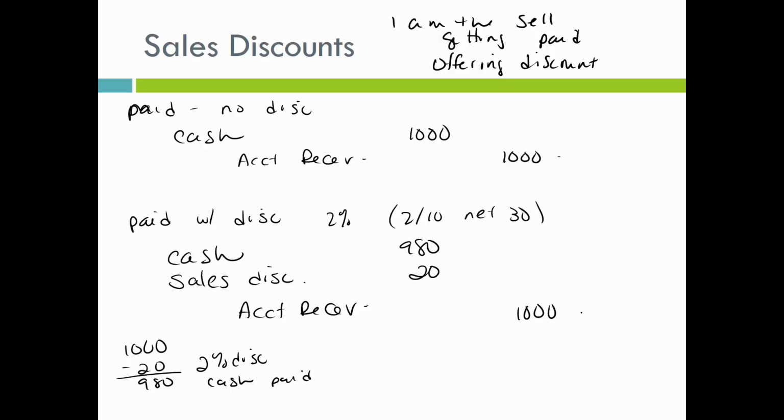the accounts receivable will have a zero balance now, showing they paid it. I'll record the cash I got, and on the purchase side, I just lumped that into merchandise inventory. But now I'm going to track that separately in an account called sales discounts.